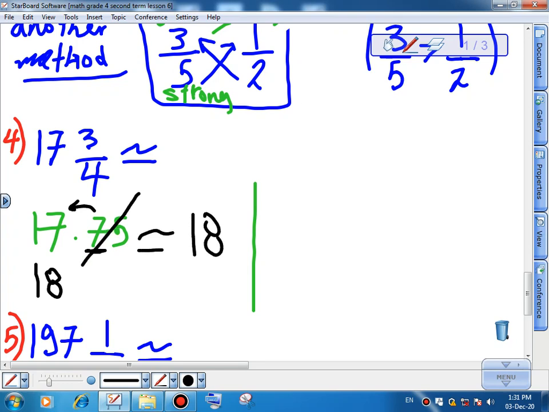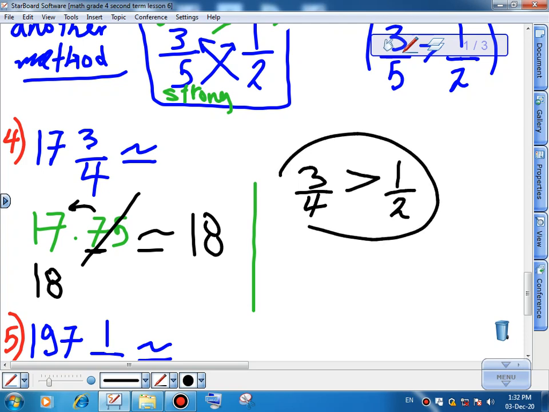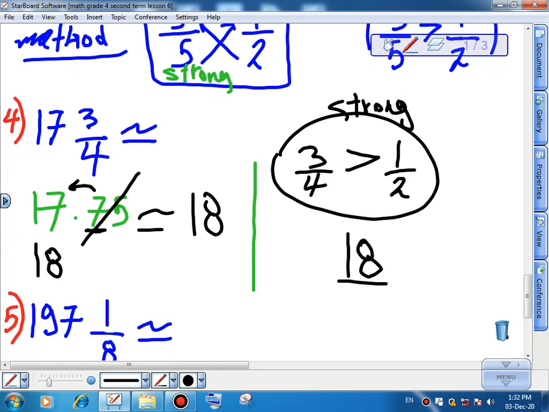Or I do another method, which is 3/4. 3/4 is greater than or smaller than half? It is greater than, so it will be a strong number. So it will be add 1 to 17. It will be 18. Okay.